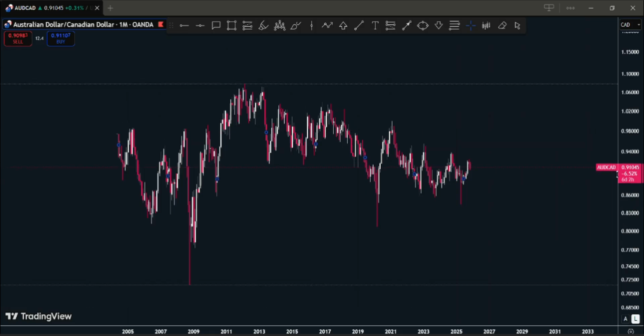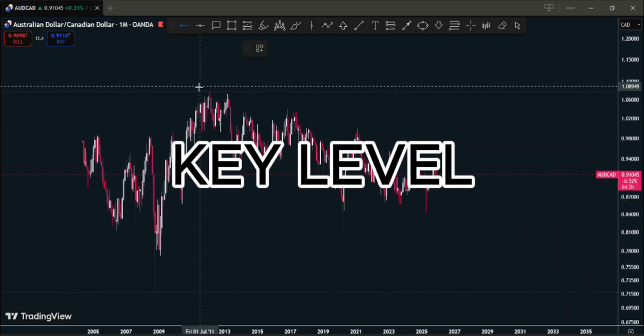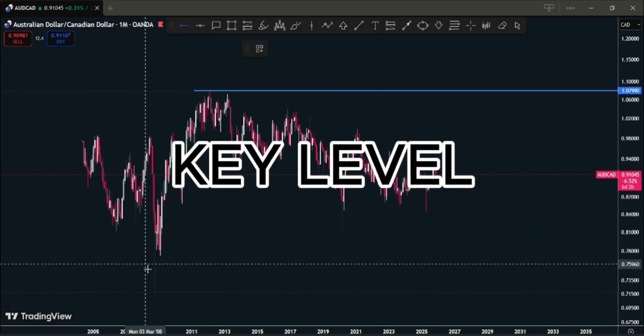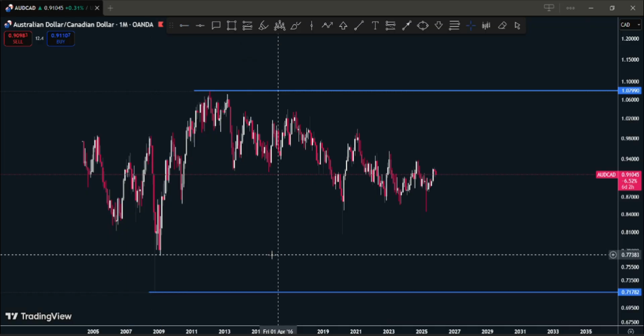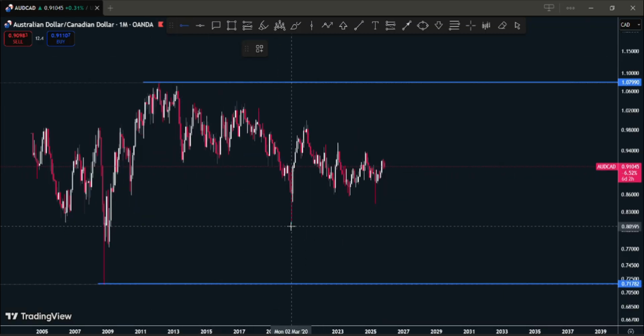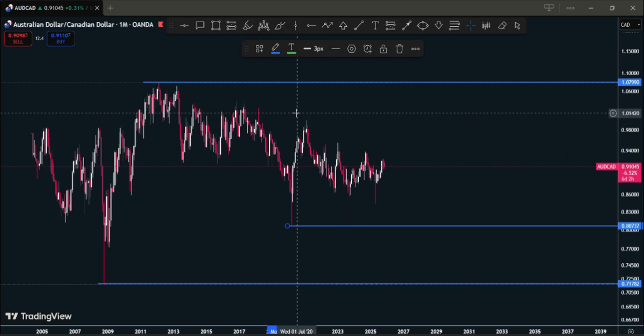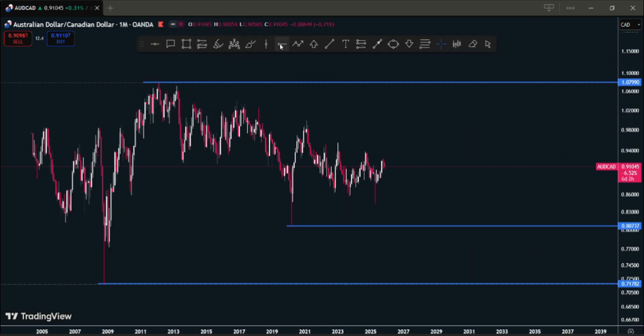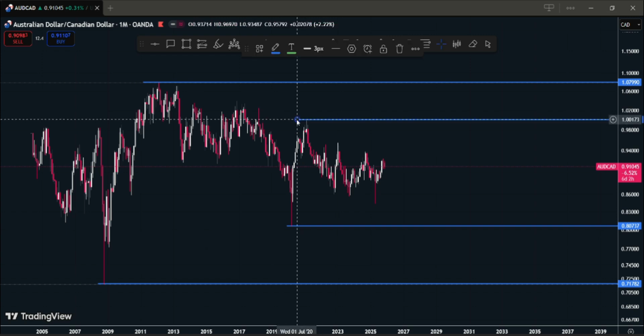So the first thing that I'm going to do here is to highlight my key levels, which is my highest high and my lowest, and also my high, my low, and my high. Let me see. It's giving me issues, this thing, and my high.